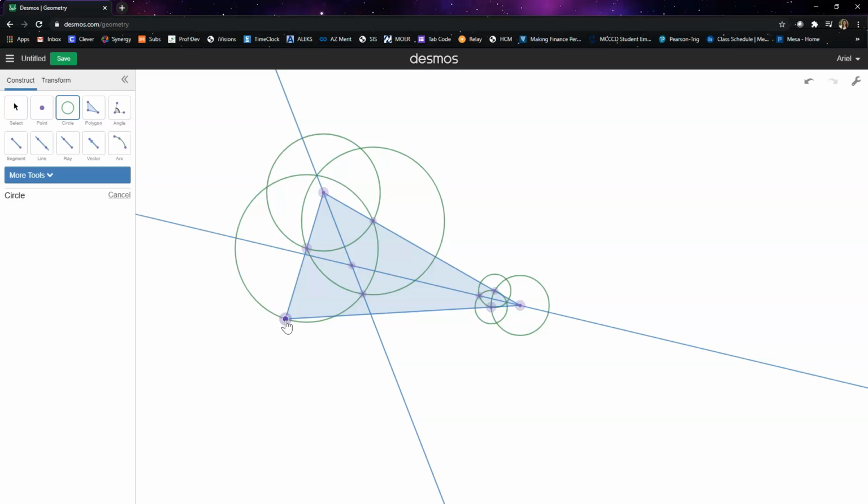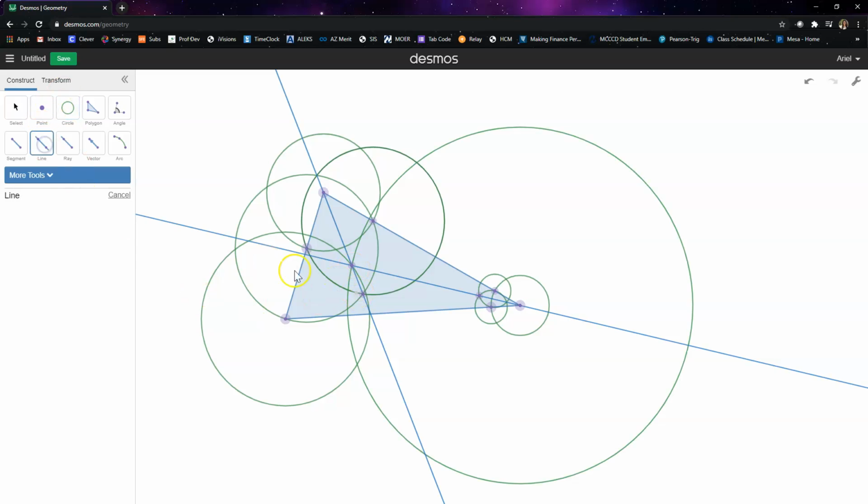I want to center at the vertex through that point, center at another vertex through that point, and then I will draw a line. So I'm going to go through that point and the crossing point on my two circles. I want to mark where that line is crossing my triangle, and then I will draw a circle centered at that point I had originally, and that crossing point at the line with the triangle.